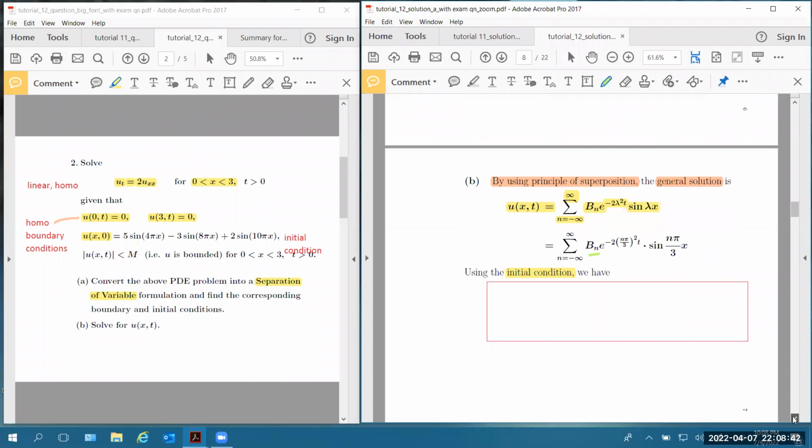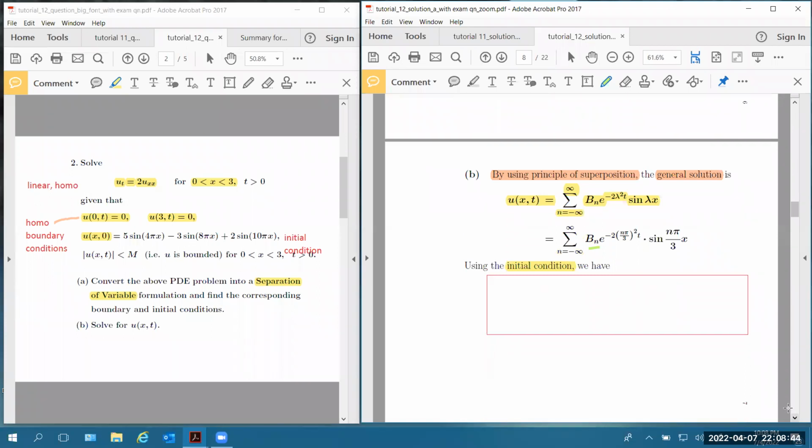So how to find this bn? You go and check your question here, on your right side. You realize that the boundary conditions are used already. The initial condition is not yet used, right? So now is the time to use that. Okay, so now we are going to use the initial condition. The initial condition is here.